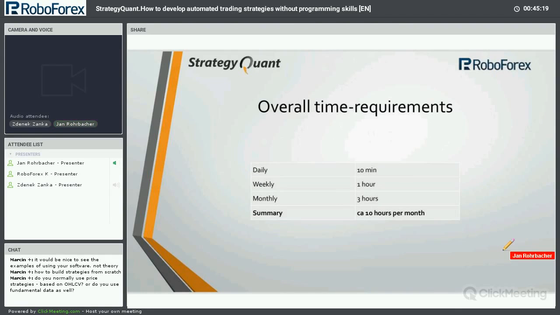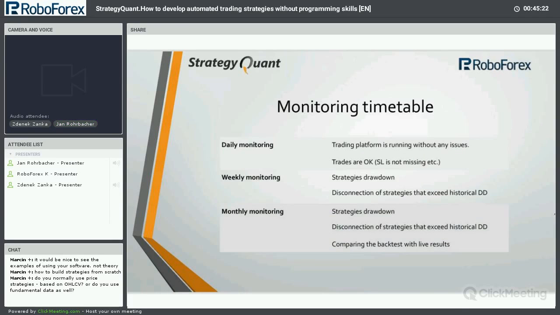Okay, so these actions need to be done even though you're relying your strategies or your trading on a computer. So what I do on a daily basis is basically check whether everything is running without any issues, whether all the trades are being executed without any problems, whether a stop loss or some other setup is missing or not. If everything is fine, then there is no need to spend more than 10 to 15 minutes every day on just a regular check.